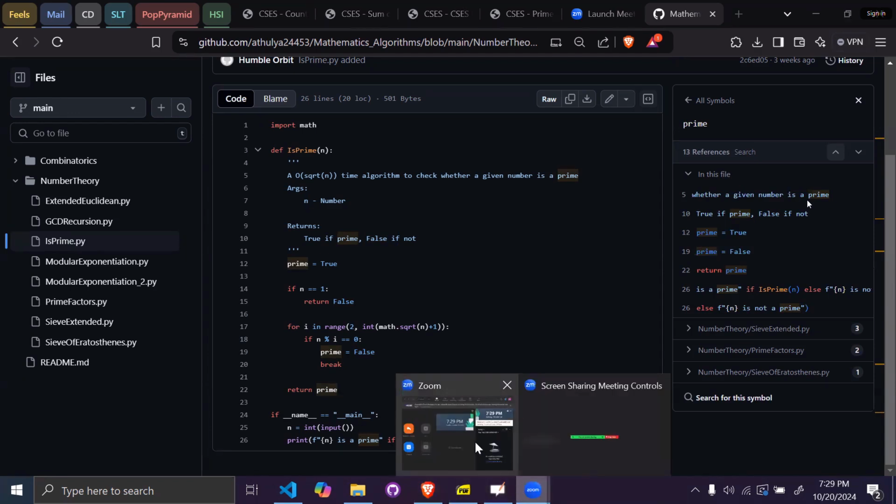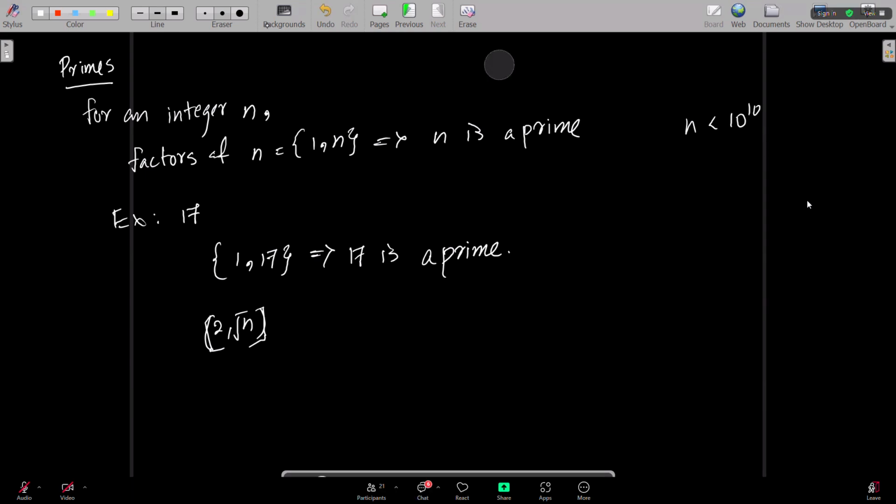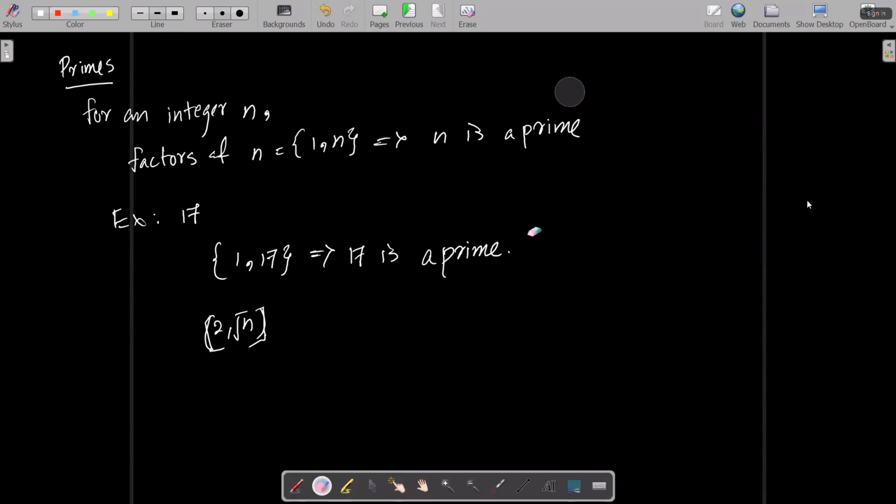So that is how we check for primes efficiently, because we are not going to iterate from 2 to n. We are going to iterate from 2 to square root n. That will give us a huge advantage, because if we have n like 10 to the power 10, this approach is going to work. But if we iterate from 1 to n, it will give time limit exceeded errors, right? So this is a very efficient approach.